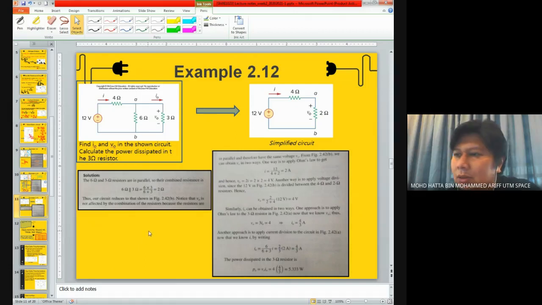All right, based on the solution written over here, if you look at these two resistors, we have two resistors connected in parallel. The solution says we need to simplify these two resistors. After we simplify them, this is the simplified circuit that we can redraw. So now we have 12 volt, a 4 ohm resistor, and also 2 ohms. The 2 ohms over here is the combination of the 6 ohm in parallel with the 3 ohm.